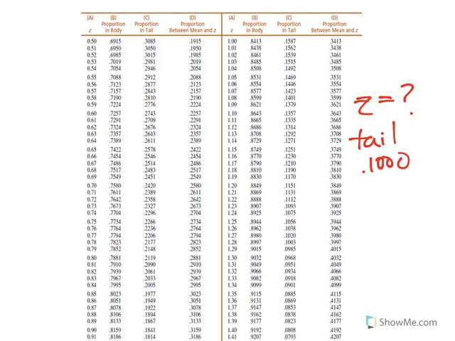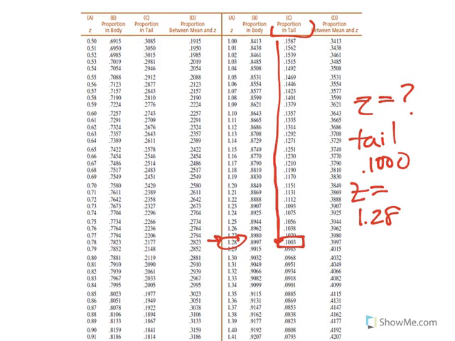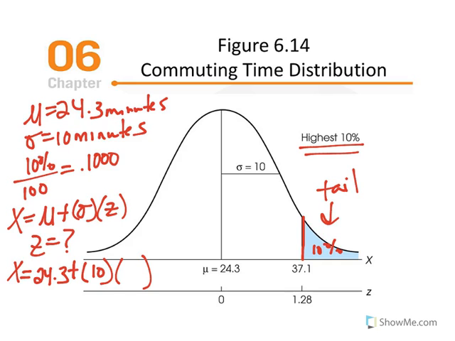So we're going to use the tail column and find the closest proportion to 0.1. And so we're going to go down, and we're getting closer, and we find that 0.1003 is the closest, and it corresponds to a z-score of 1.28. So z is equal to 1.28. And now that we have that, we can solve for the question at hand. Again, we wanted to find out what is x equal to here. So we solve for x, 10 times 1.28, and then added to 24.3.